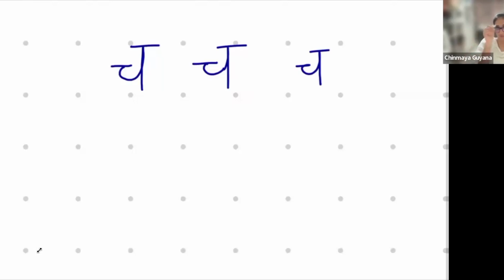Okay. So straight line across, an upside down C, and a line down. Cha. Okay. Now following the same pattern, if after k comes kh and after g comes gh, what do you think is going to come after cha? Chha. Awesome. So now see how to write it.